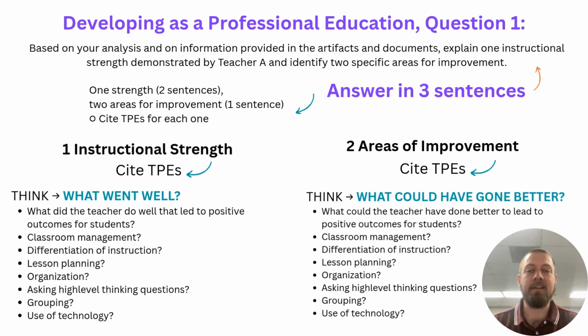And then the same thing for the 2 areas of improvement. You're going to find those areas of improvement in the TPEs, but make sure that it's related to the actual teacher and their lesson. So think about their classroom management, their differentiation, their lesson planning, their organization, classroom behavior. How did things not go so well, or how could they have gone better for the teacher during this lesson? And what are some areas that you could help support this teacher in to help them improve in the classroom and to help support their students in learning, engagement, and achievement?